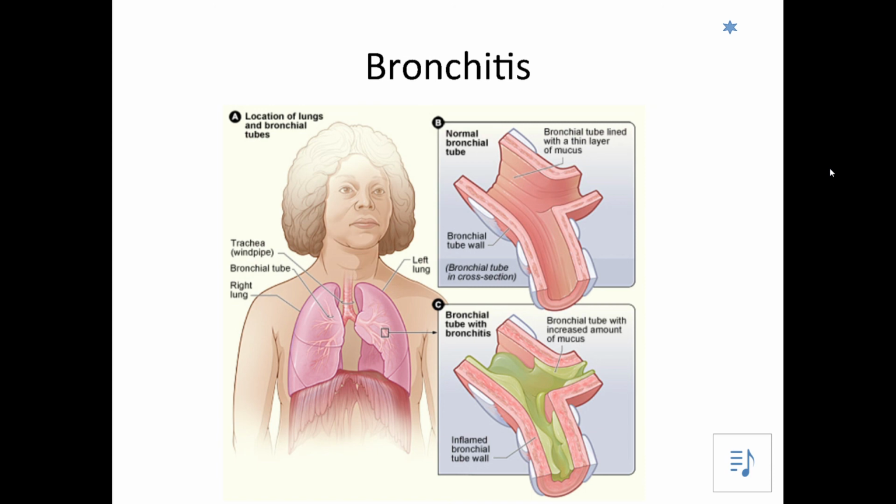And this ends our section on the passageway to the lungs. We'll continue with the third lecture shortly with the lungs themselves.